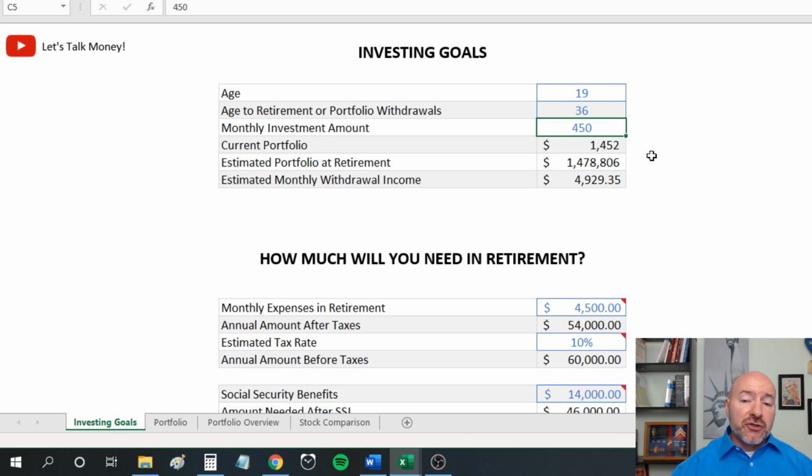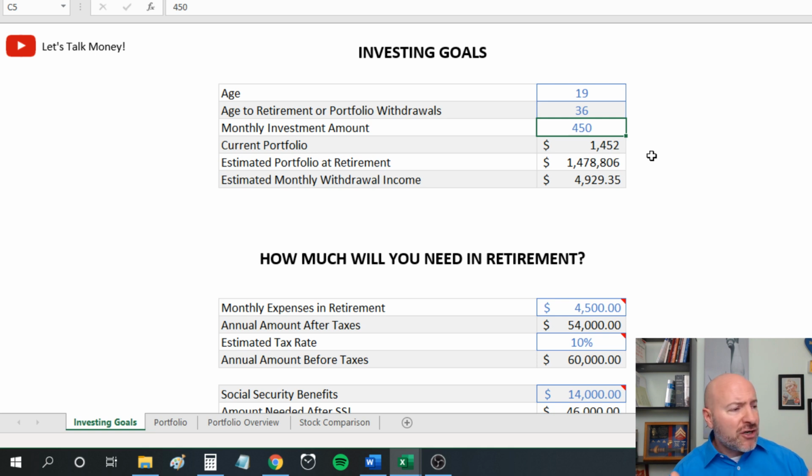What I love about this is it's actually taking the asset class breakdown in your current portfolio. For Kyle, it was 95% stocks and 5% real estate. It's taking that, putting in this monthly invested amount, and using historical average returns for these asset classes to estimate your portfolio at retirement.